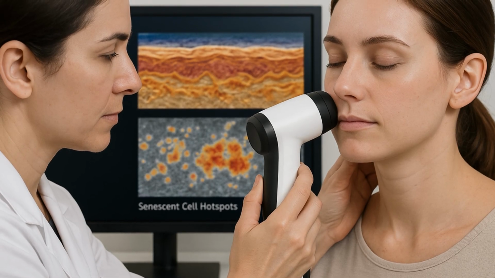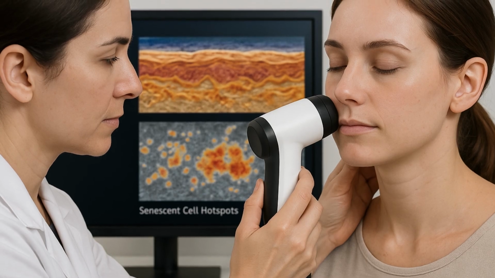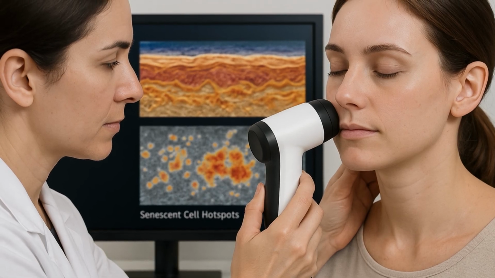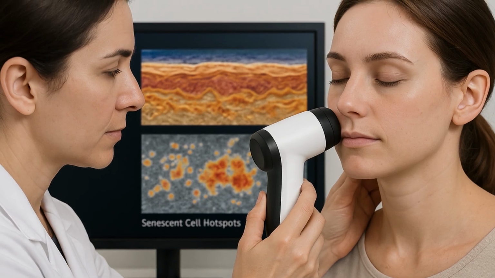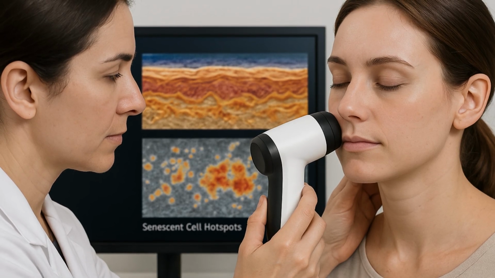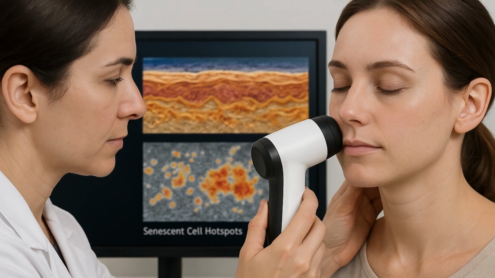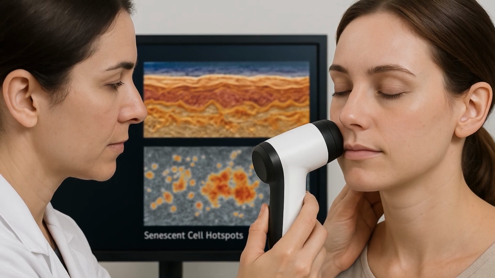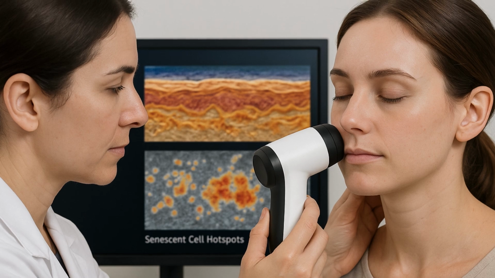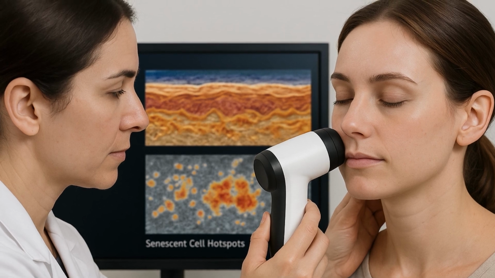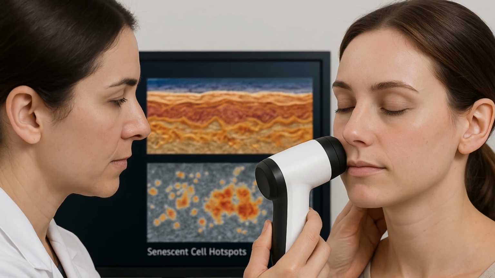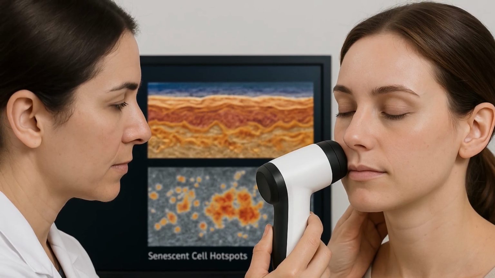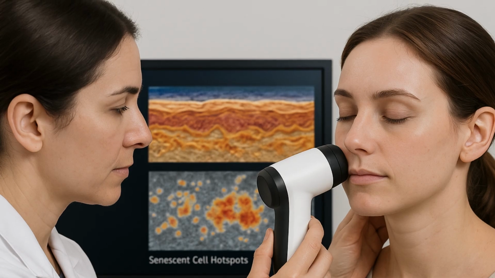The upshot? Two people with the same chronological age and similar sun exposure might have very different senescence profiles and therefore very different responses to the same anti-aging treatment. This is where personalized skin therapies begin to make sense, not as a luxury but as a biological necessity. With AI-driven senescence mapping, it's now possible to imagine anti-aging regimens designed not around skin type or age group, but around dominant senescent cell phenotypes.